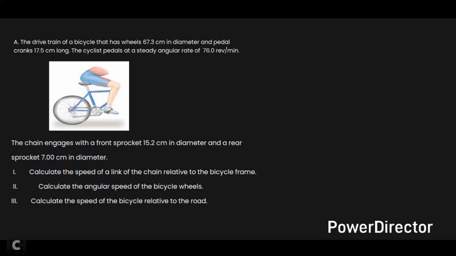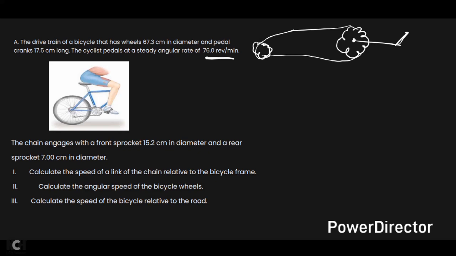Calculate the speed of the link of the chain relative to the what? To the bike frame. So meaning that you are calculating the speed of the chain relative to the bike frame. So remember that the front sprocket is connected to the pedalist, like that, right? This part is the smallest. So it's connected to the pedalist, right? As this is spinning here, right? At the rate of or at the speed of 76 rev per minute.